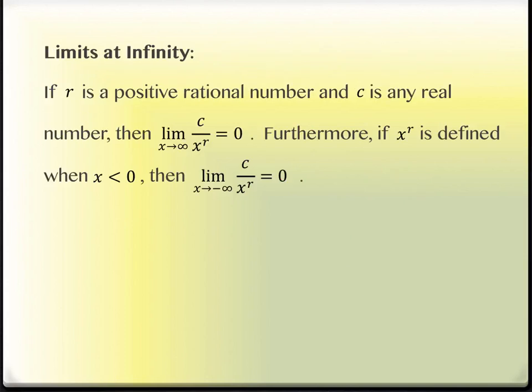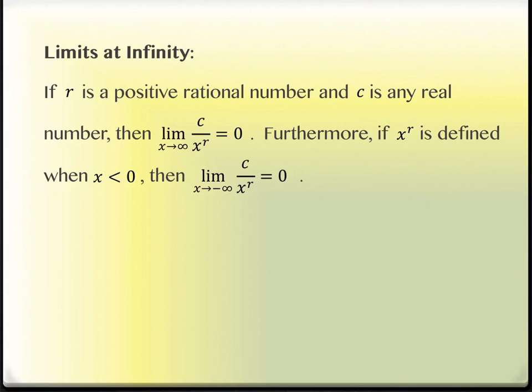So our limits, however, if we have r is a positive rational number and c is any real number, if we have functions that look a lot like the one I just did, 1 over x, but more generally, any constant over any power of x, right? This is a generalized form for the example that I just gave. As x goes to infinity, the limit is 0.